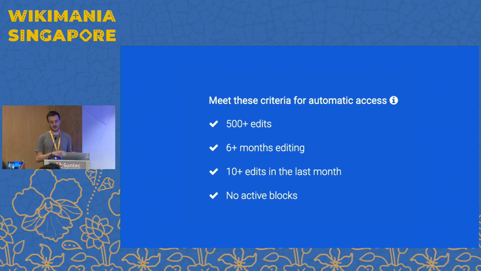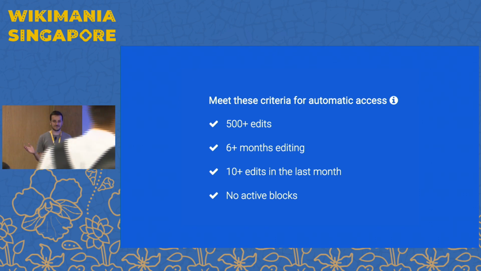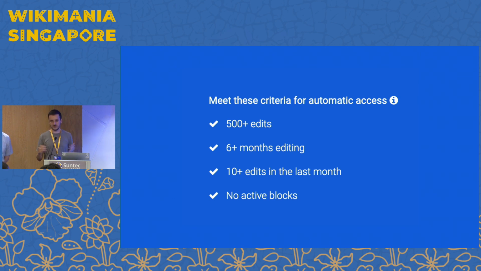And we do require no active blocks on any Wikimedia projects, but that's flexible. We know that sometimes you get these spurious blocks for reasons that have nothing to do with your trustworthiness on the projects. And so if you have been blocked somewhere, you can email us, and we'll potentially whitelist that if it was a trivial block somewhere.